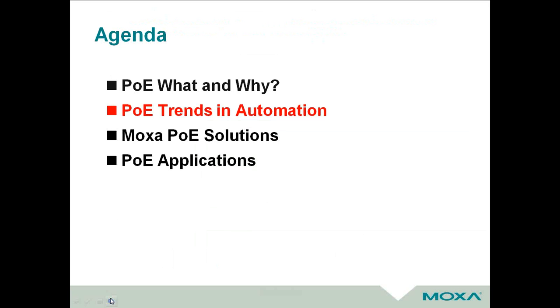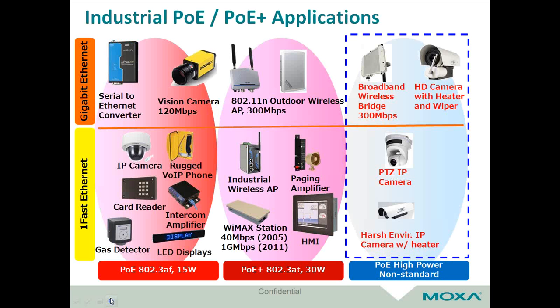Okay, so trends in automation. You have industrial PoE devices all over the place, right? You've got gigabit things, you've got fast Ethernet things. Serial to Ethernet converters are now PoE available, so you can save some money and time using those types of devices. Vision cameras for motion control, access points, wireless access points, outdoor access points, WiMAX. Some cellular devices are PoE. Paging amplifiers, there's a lot of different things out there that are PoE and PoE Plus.